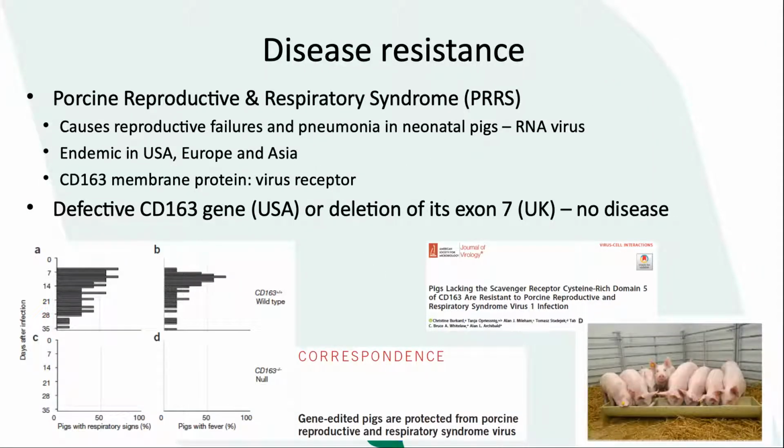They knocked out the CD163 gene. The gene is a receptor for the virus. When they knocked out the gene, they prevented the virus from entering the cells. In doing that, they were able to avoid the disease in those pigs. So this is interesting: just one mutation in a receptor, and there was no disease in those pigs.